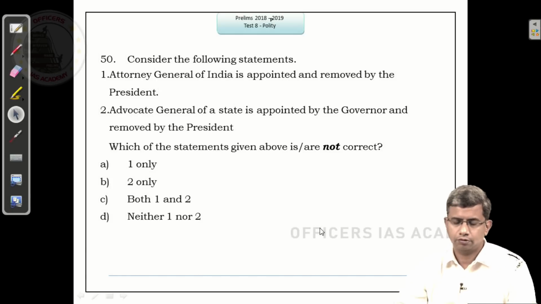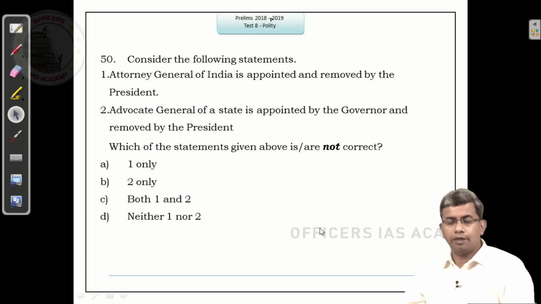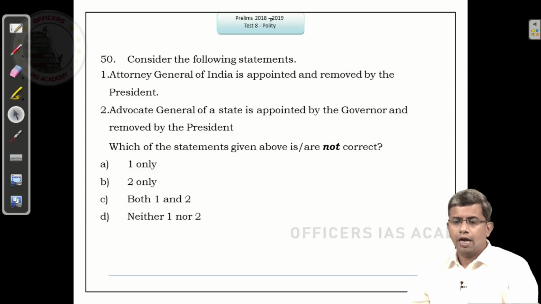Consider the following statements. Attorney General of India is appointed and removed by the President. Yes, he is just the legal advisor to the Government of India, so he will obviously be appointed and removed by the President. Advocate General of a state is appointed by the Governor and removed by the President. Which of the above statements is not correct?